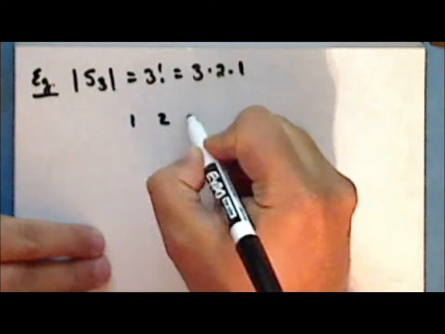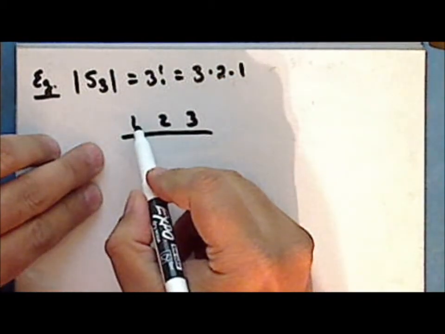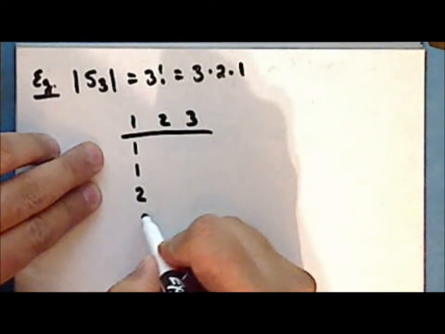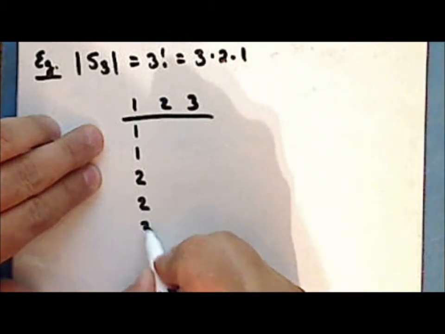So if we look at the possible maps, the integer 1 can be mapped onto itself, or it can be mapped onto the integer 2, or it can be mapped onto the integer 3.